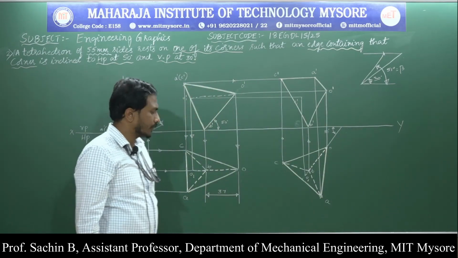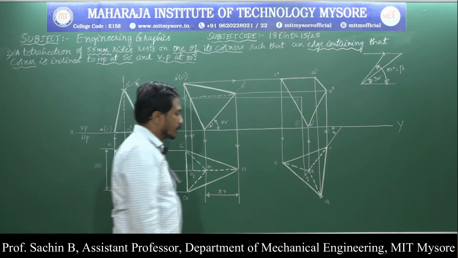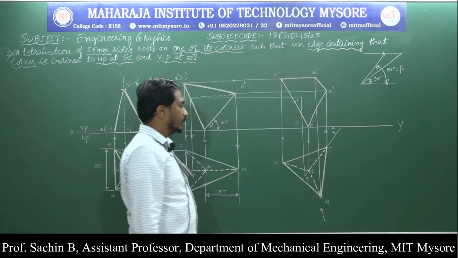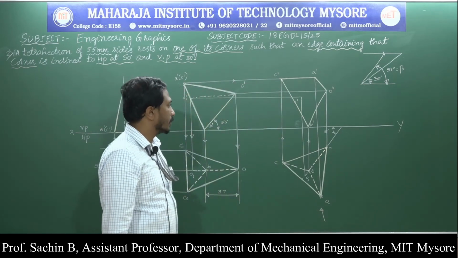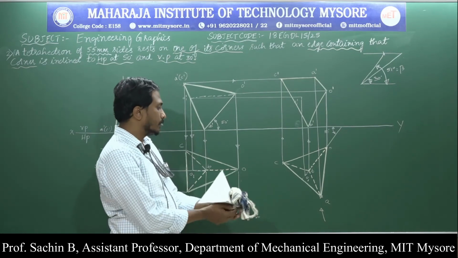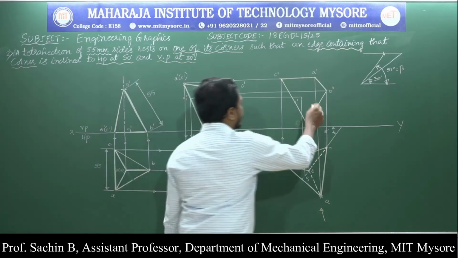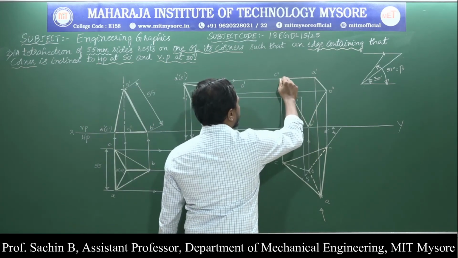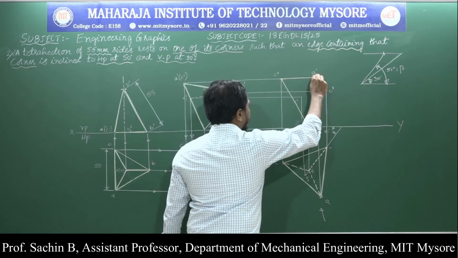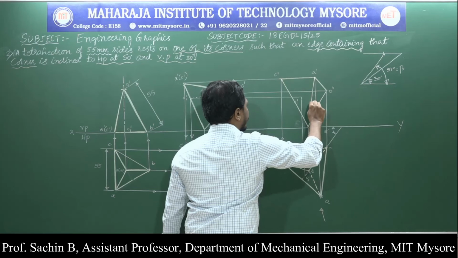Next, I will go for the second concept, that is, from the front view to the observer, the faces and edges near to the observer are clearly visible. According to it, the base part, that is ABC, is clearly visible for us. A dash to B dash, B dash to C dash, and again C dash to A dash are clearly visible for us.